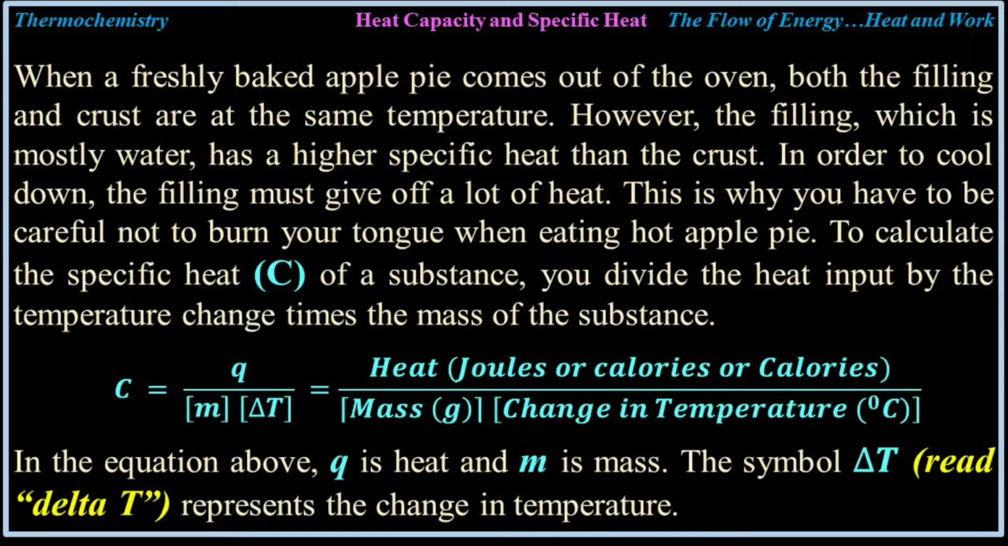To calculate the specific heat of a substance, you divide the heat input by the temperature change times the mass of the substance. C equals Q over m delta T, or heat, in joules or calories, divided by mass and divided by change in temperature. In the equation above, Q is heat and m is mass. The symbol delta T, read "delta T," represents the change in temperature.